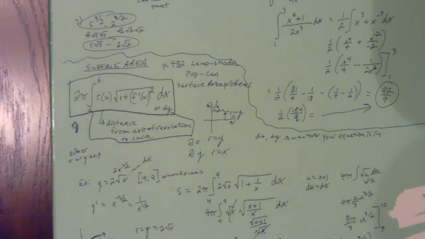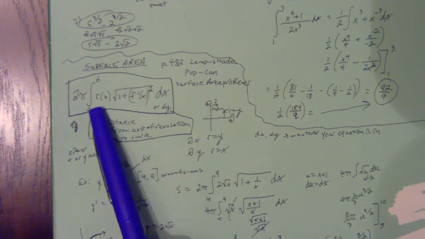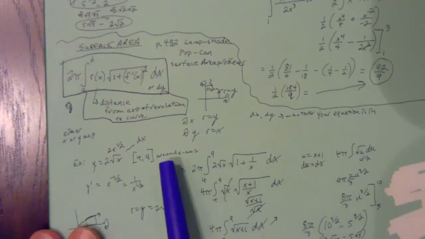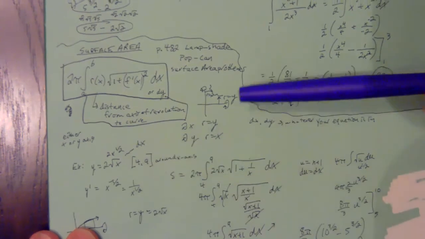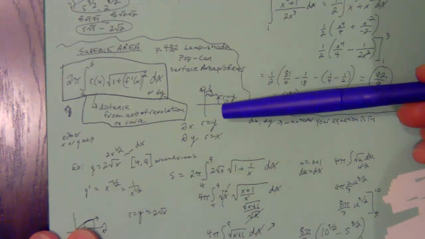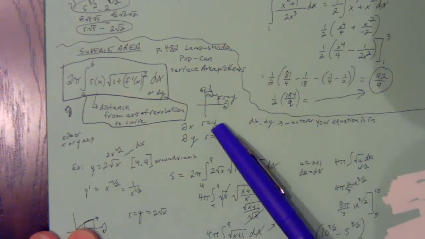Here's the good news about surface area. I've only ever seen these either about the x-axis or the y-axis. So which means your r, if they tell us you're about the x-axis, your r is the distance from the x-axis to your curve. So anytime we measure from the x-axis up, that's always equal to y.